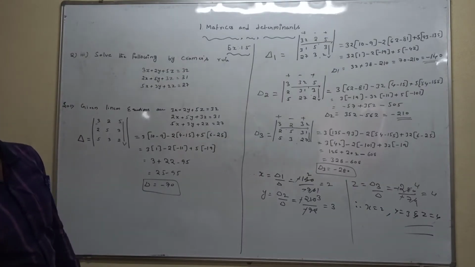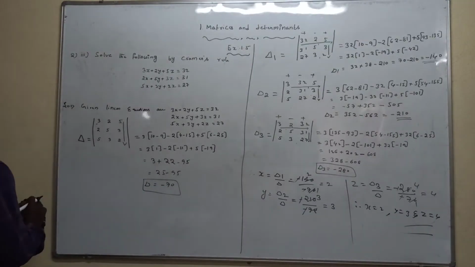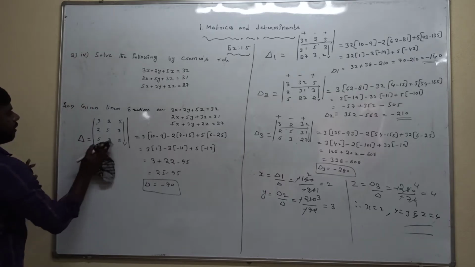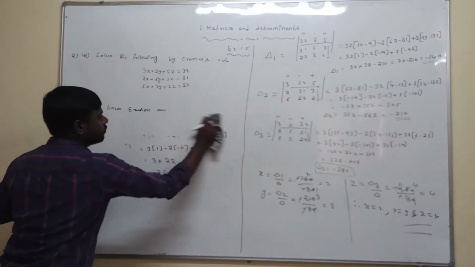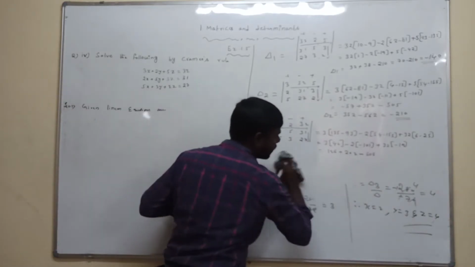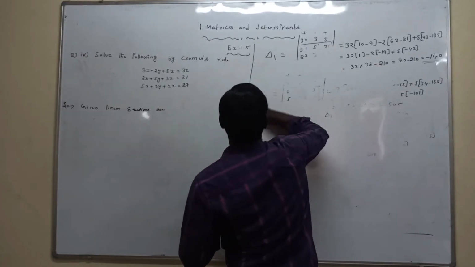Last final question in this exercise. See the Roman number 4. Same process, but different linear equation here, students. Method is the same. See the Roman number 3.